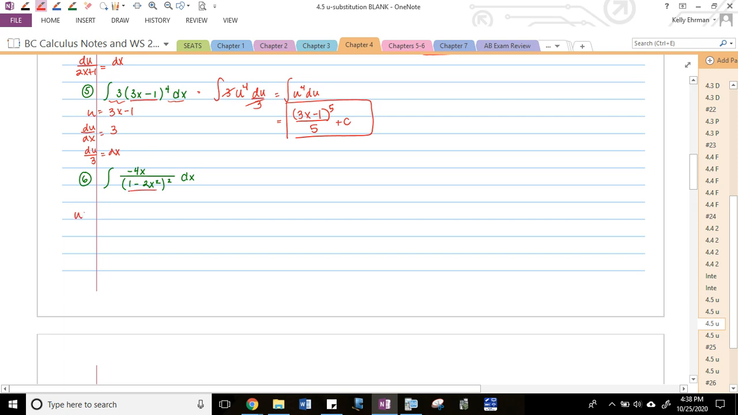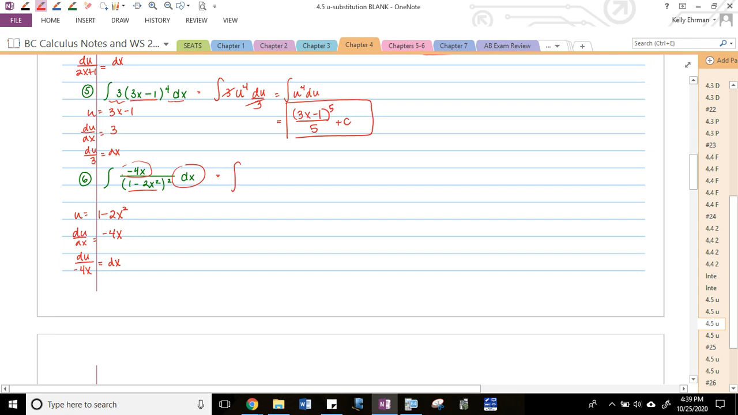Let's let u equal 1 minus 2x. So then du, 1 minus 2x squared. So then du dx is negative 4x. Oh, I have that. Times dx. Okay, again, if you're not seeing that you have that, then solve for dx. du divided by negative 4x is equal to dx.